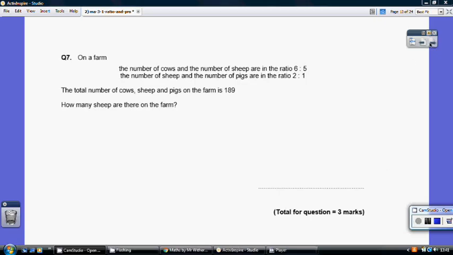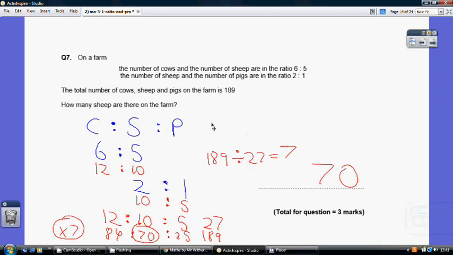Question 7. So we're told that the ratio of cows to sheep is 6 to 5 and sheep to pigs is 2 to 1. Now what I really want to do is make these sheep ratios, the 5 and the 2, the same, because that will then allow me to have a ratio which crosses C, S and P. So how can I make 5 and 2 the same?